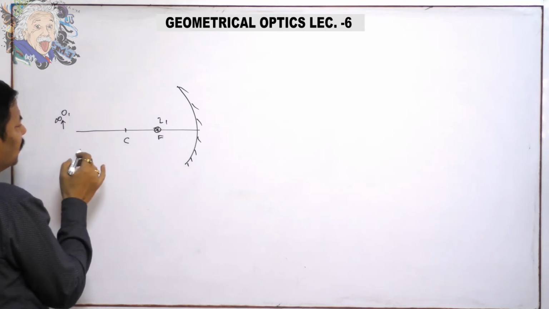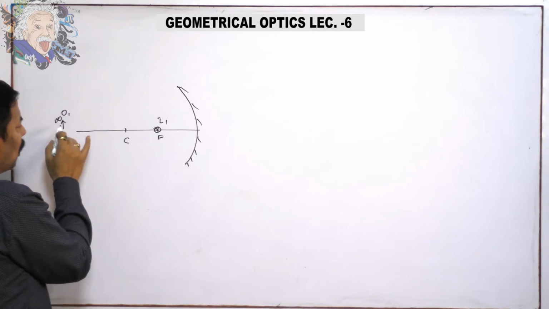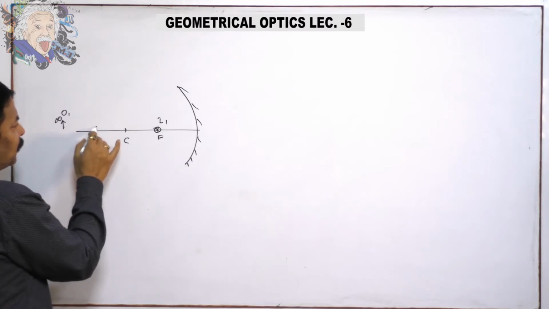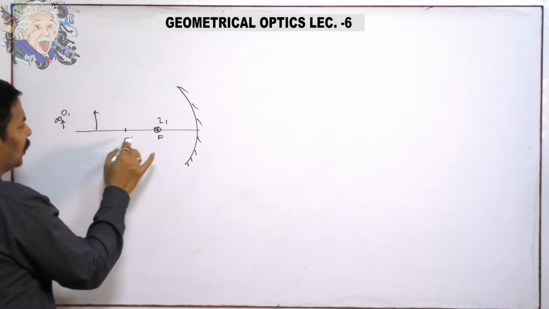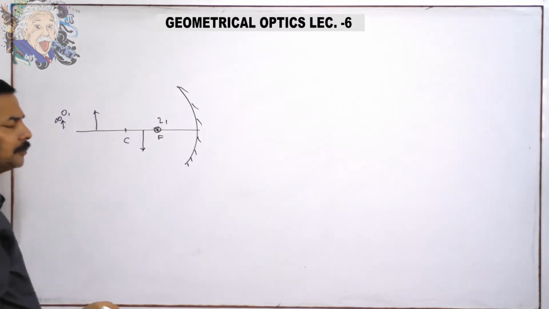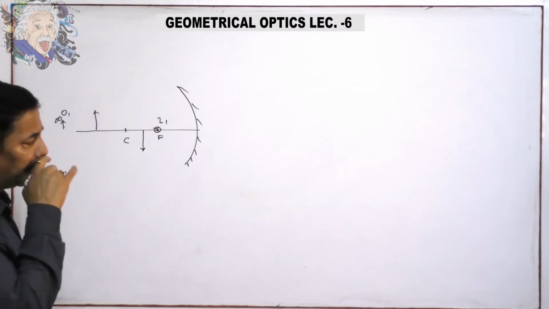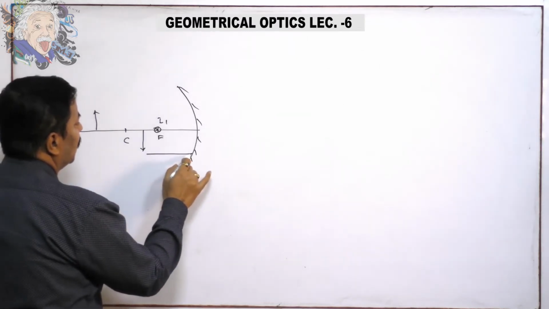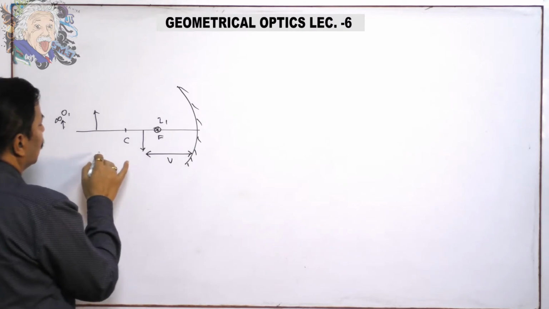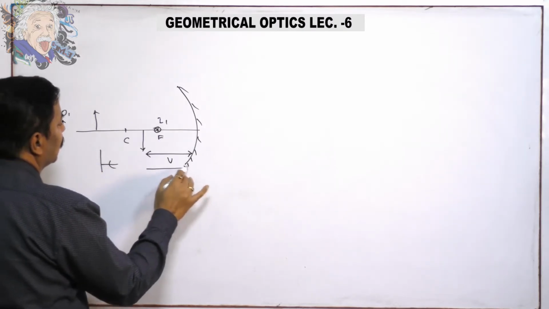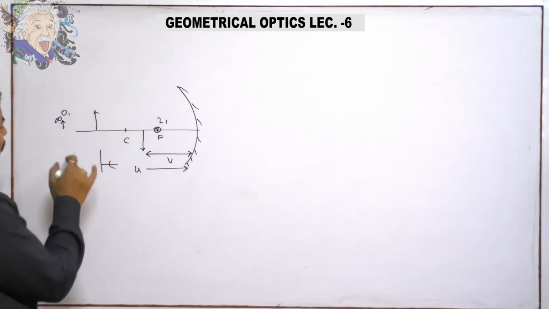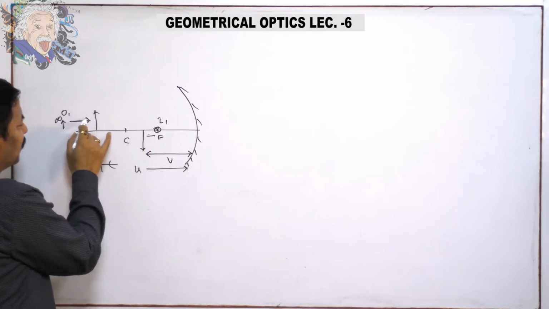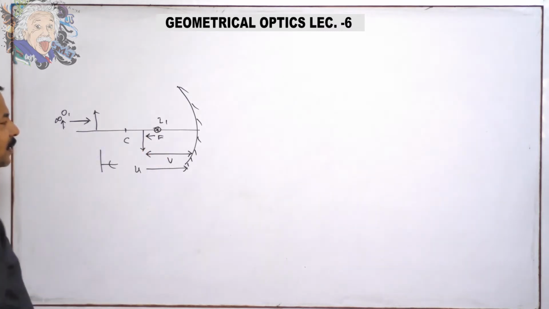If the object comes from infinity to center of curvature, before center of curvature, you try to understand. Suppose here is the object. You will get image somewhere here. Now see, try to understand what I want to convey to you people. This is your image distance, v. This is your object distance, u. So when object is moving in this direction, what you have observed? Image is moving in this direction.